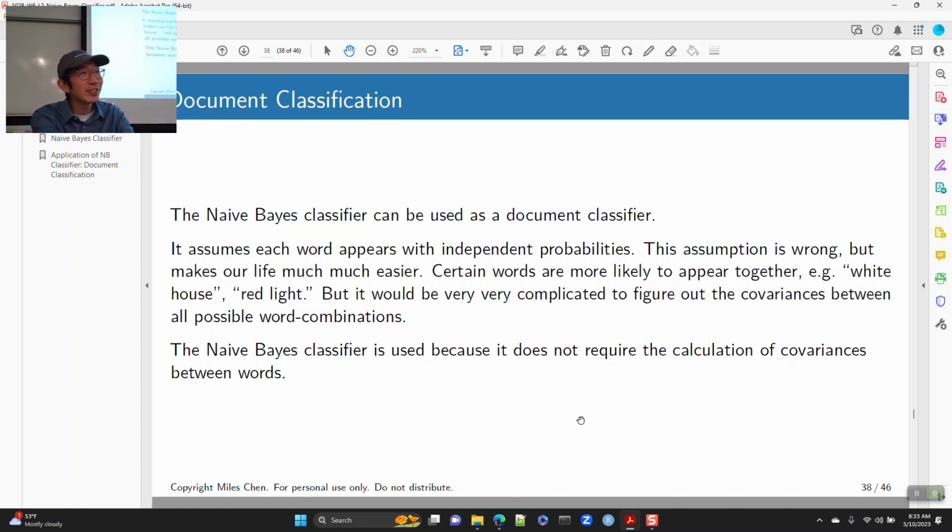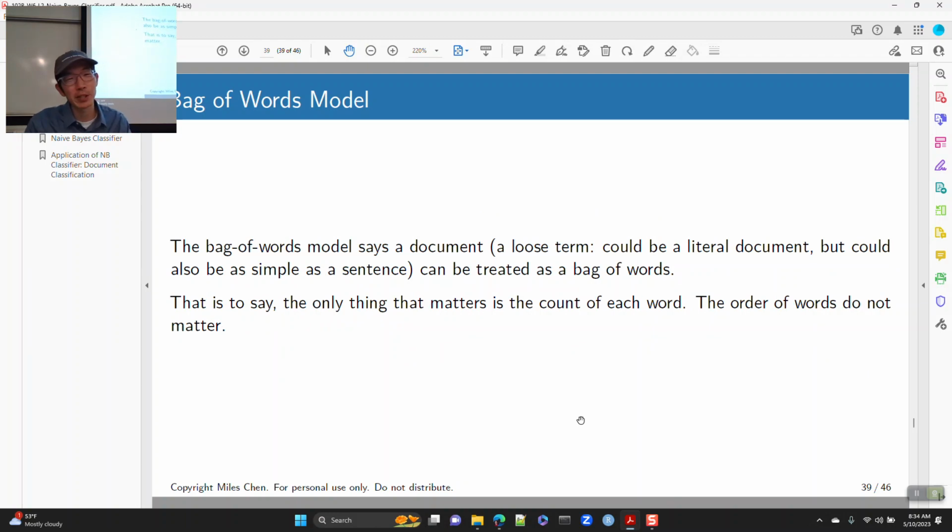If you wanted to do not the naive assumption, then you'd have to calculate the covariances between all of these things. If aardvark appears in your document, how does that affect the probabilities of any other word, right? Calculating the covariance between this word and every other word, that's going to be hard. So we don't want to do that. So we're going to use the naive assumption, okay?